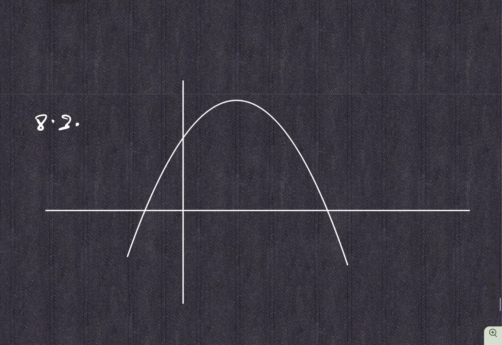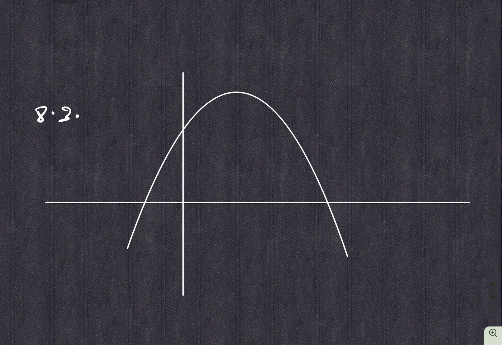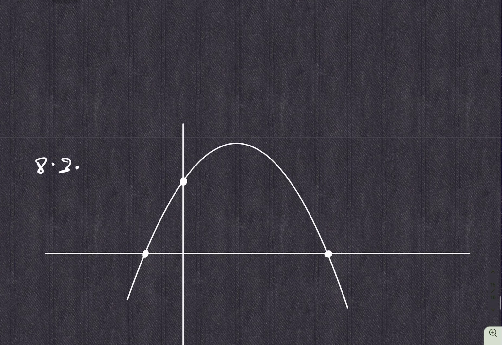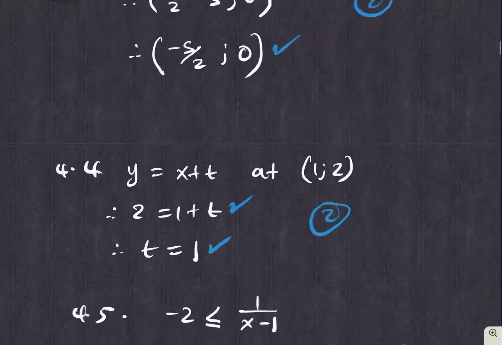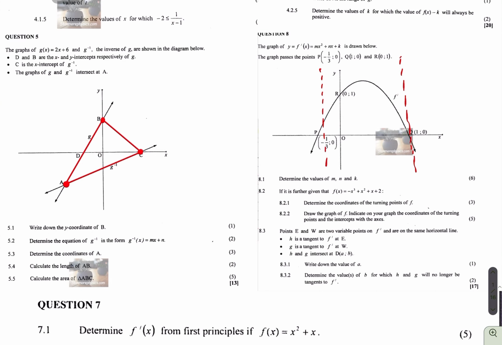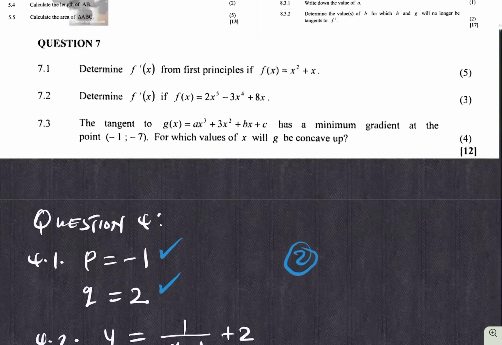So we have those points. Let me go and check those points. But what I can tell is that there is the turning point. Let me relook into that graph again, the x there. Is this one of negative 1/3 and 1, 0 and 1? Okay. And points E and W are two variables on f prime and are on the same horizontal line.